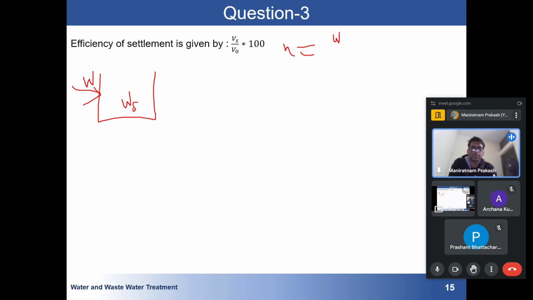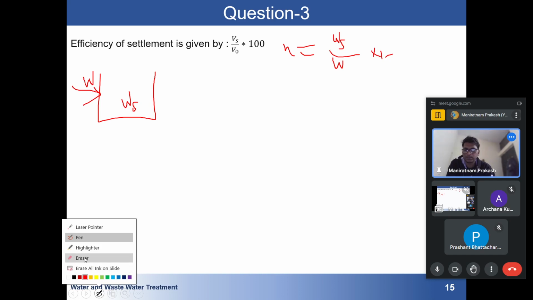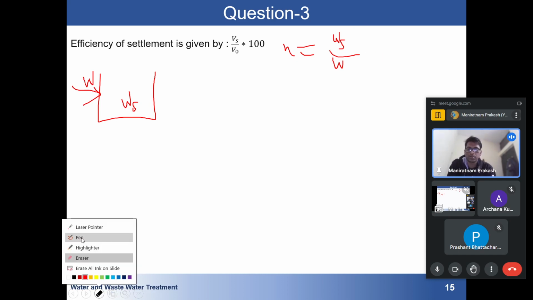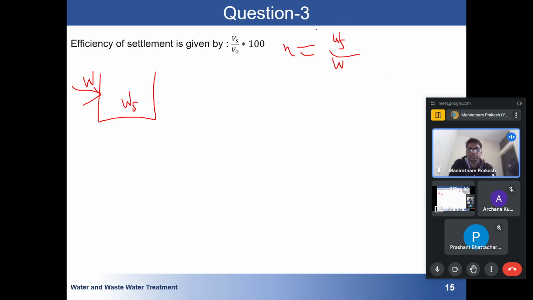The efficiency will be given by whatever has settled divided by whatever is the weight of suspended solid that has come into the system. So this is the general formula, the efficiency formula which is given. Now how to get from here to here? So now just imagine two things.